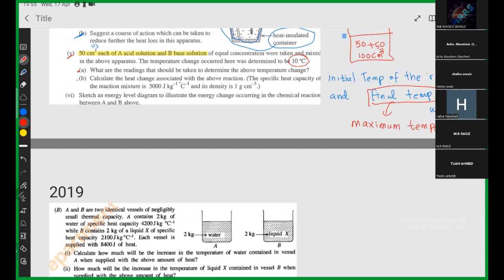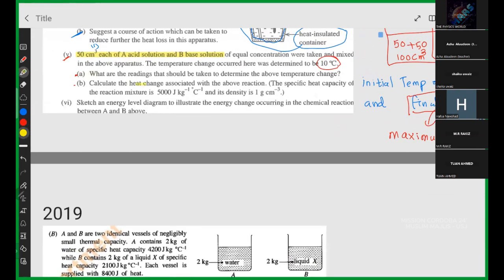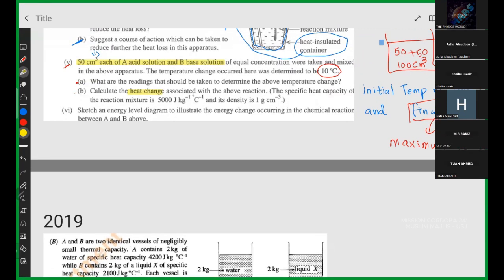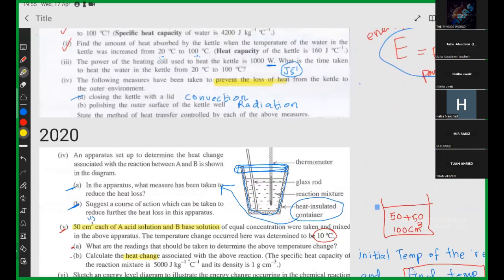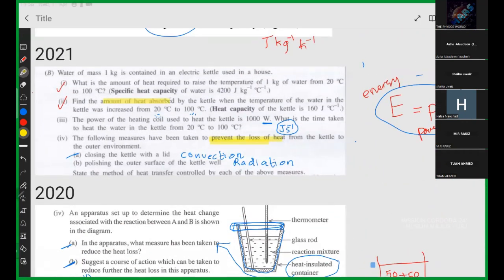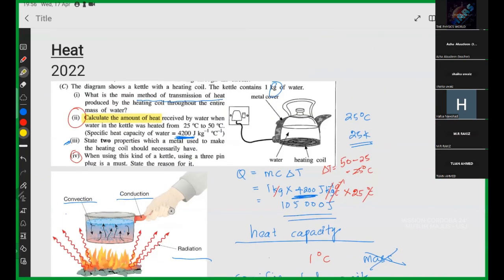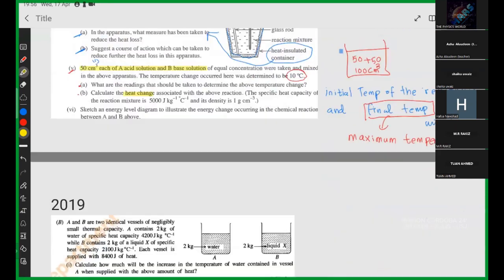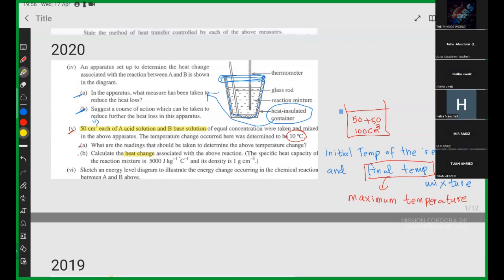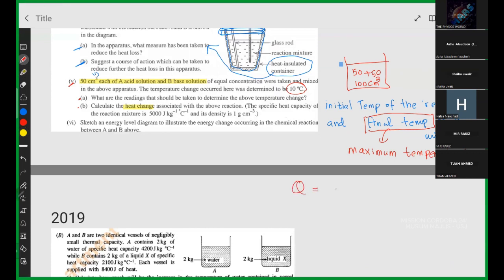Now we look at the B part. Calculate the heat change. So, same type of question that we saw earlier. Heat change, heat absorbed, it can be of different types also. Here it is mentioned as heat change, here as amount of heat absorbed, amount of heat required to raise the temperature. Same question, but asked in different words. For all of these, you will need to use the same equation. What is that? Q equals mc delta T. So you have to calculate it.